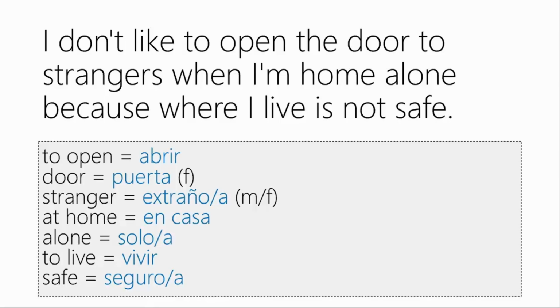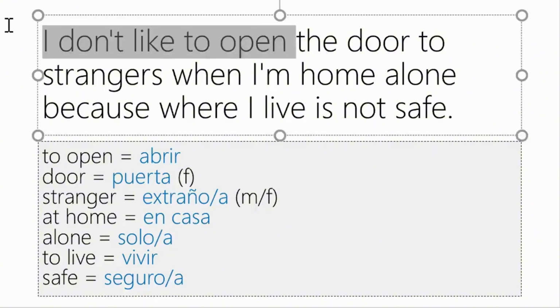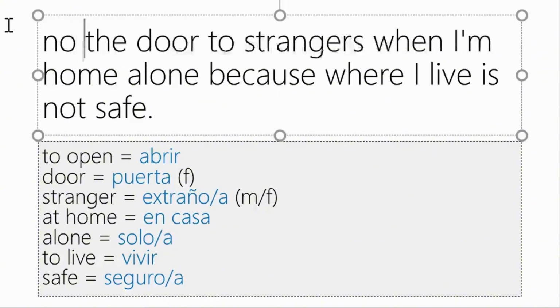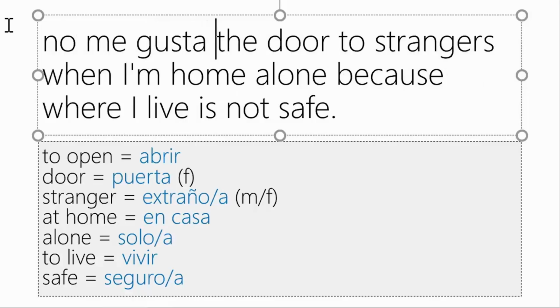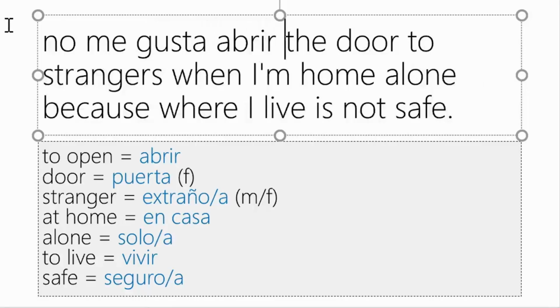Alright, so let's do it together. First of all, I don't like to open. This is all modal verb structure. So, no me gusta, I don't like. And then the verb to open, abrir. We know that the door is la puerta.